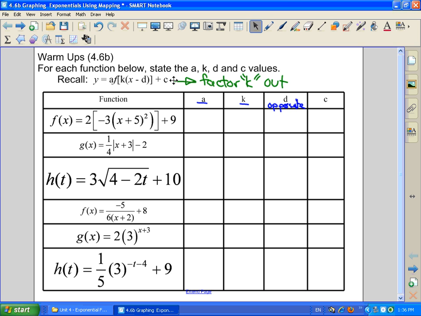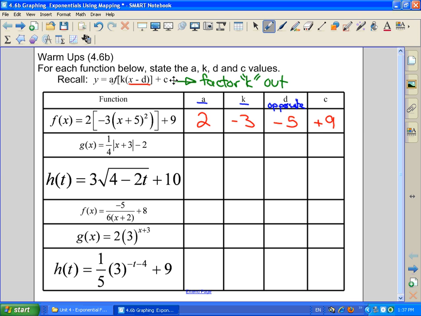Let's take a look at this first expression. It's a quadratic, and A is going to be 2. It's out front. K is the number that's directly in front of X, which is -3. D, looking in the bracket, it's the opposite, so it's going to be -5, because remember, it's X minus D. How did a negative become a positive? It had to be multiplied by another negative. And C is +9.